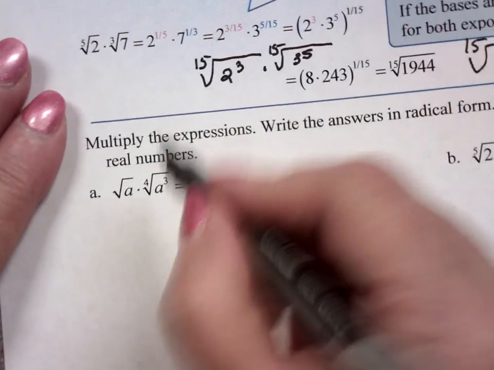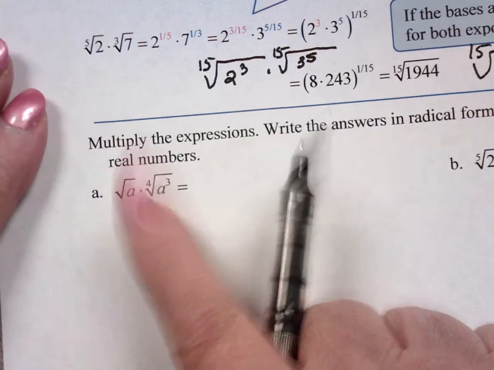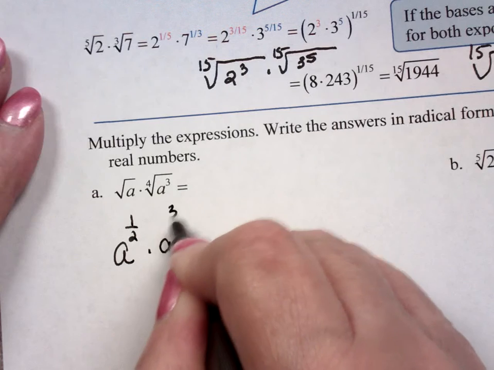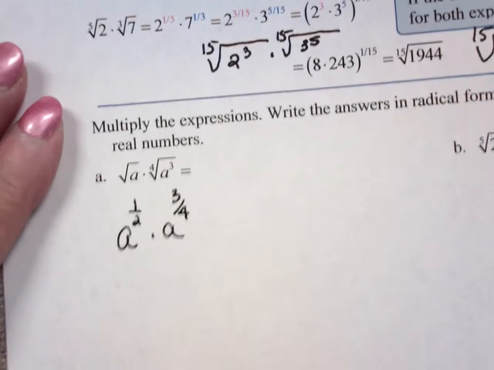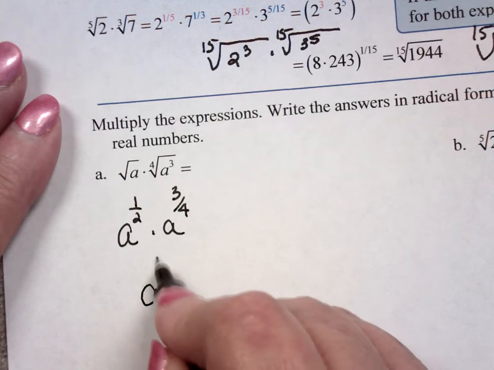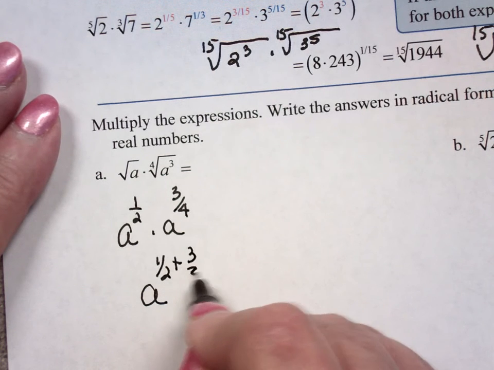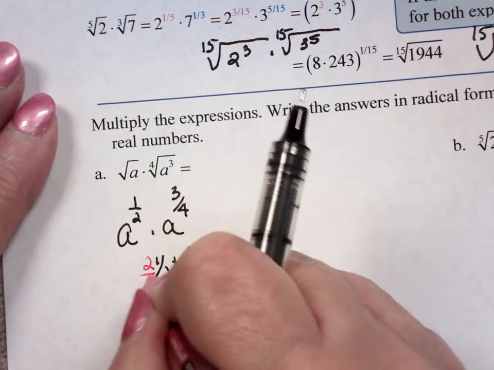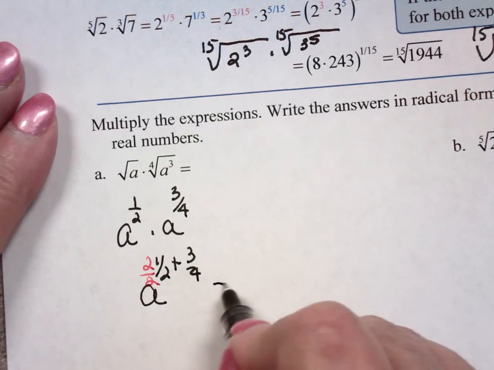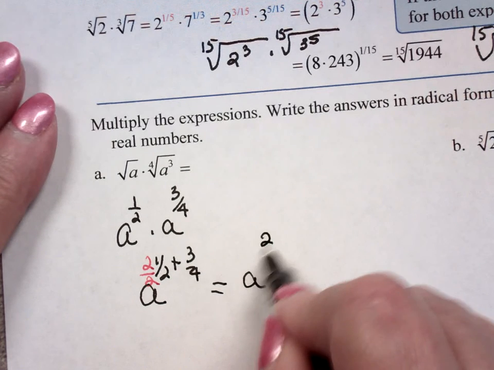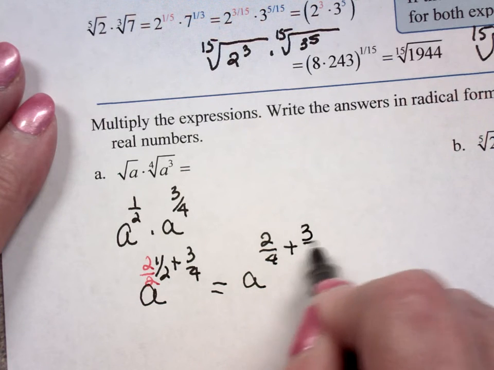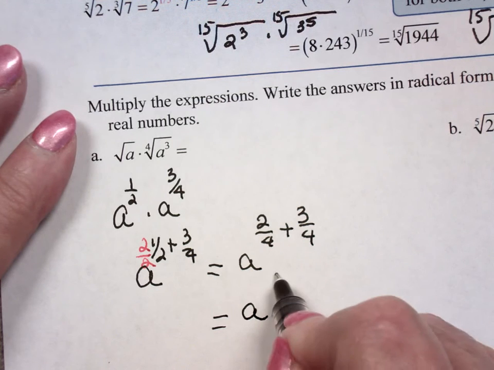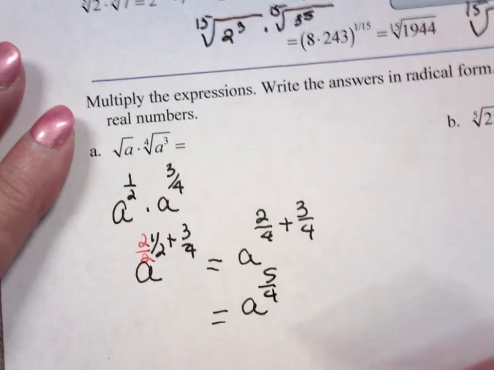So that's what's going to be true here. This is a square root, that's a 4th root. This is a to the 1/2 times a to the 3/4. So the bases are the same. This is a to the 1/2 plus 3/4. Common denominator is 4, so I'm going to multiply the first one by 2 over 2. This is a to the 2 over 4 plus 3 over 4. This is a to the 5 over 4. And now they'd be under the same radical.